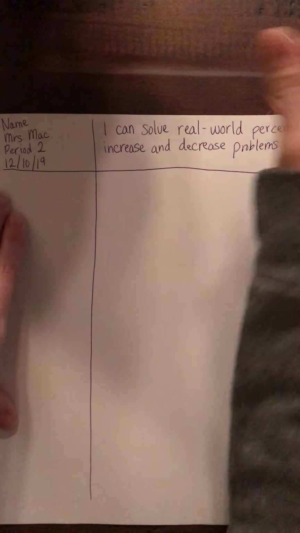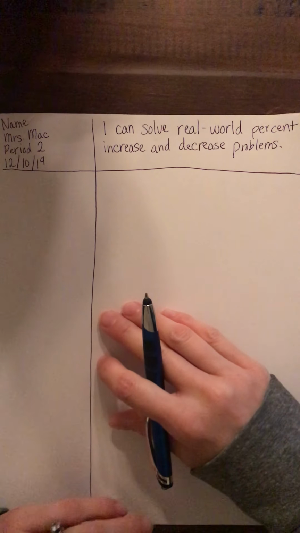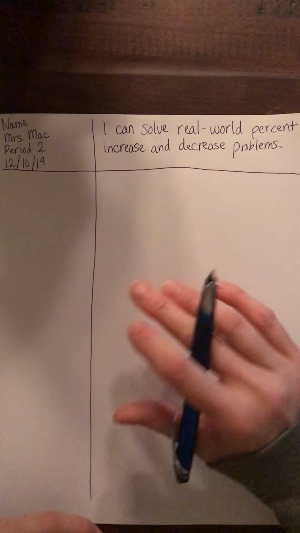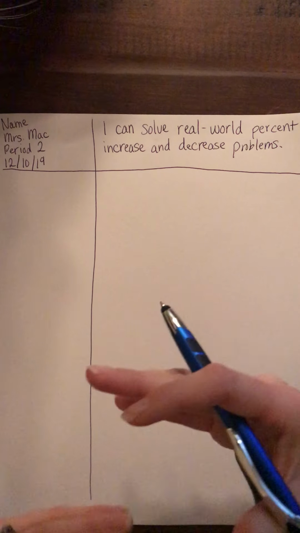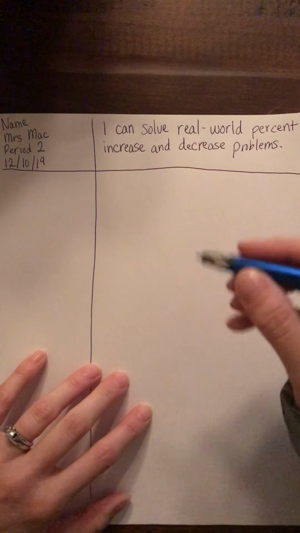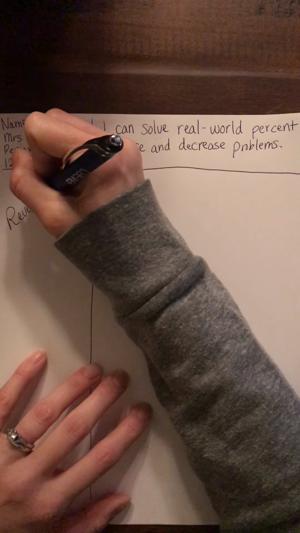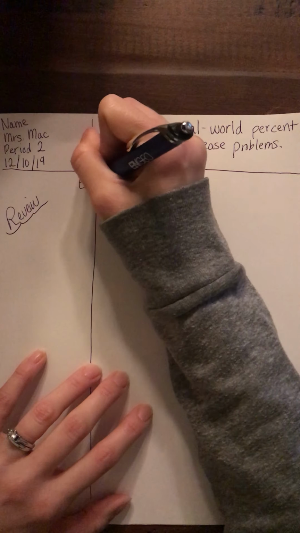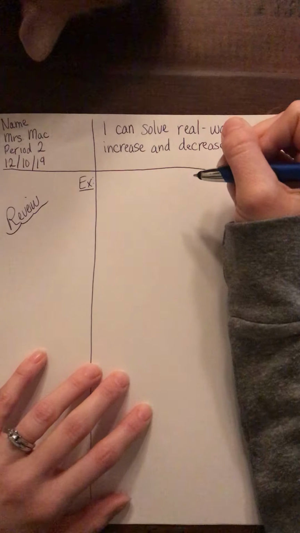Okay, so yesterday we just focused on percent increase and decrease. We didn't apply it to anything in the real world. So today we're going to take the skills that you learned yesterday and apply it to things that you will actually encounter in the real world. We've actually already talked about one of those things, and that was tip, gratuity is what it's called.